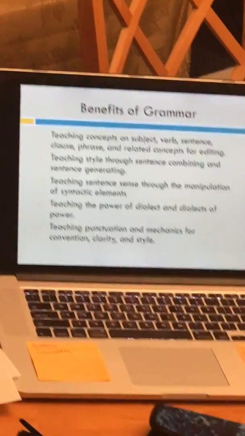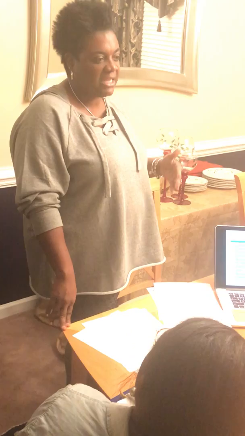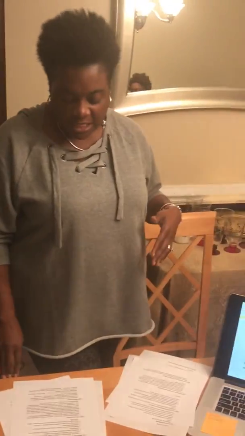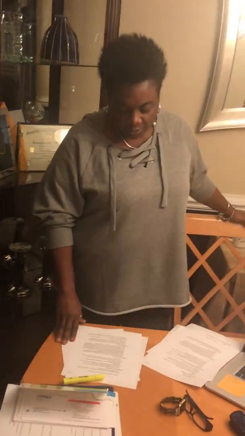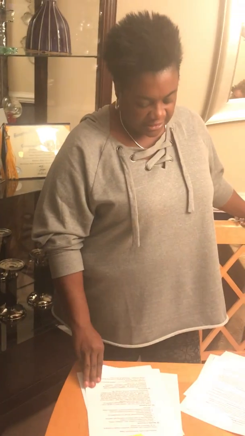Dialect being your voice. You can hear your voice so much better if you know how to punctuate a sentence. If you're using dialect, if you're using AAVE, which is African American Vernacular English, you are looking more to have an effect on your reader. You want your characters to sound a certain way, and through punctuation, through grammar, you can do that. So it's very important, especially dialectically. Teaching punctuation and mechanics for convention, clarity, and style.